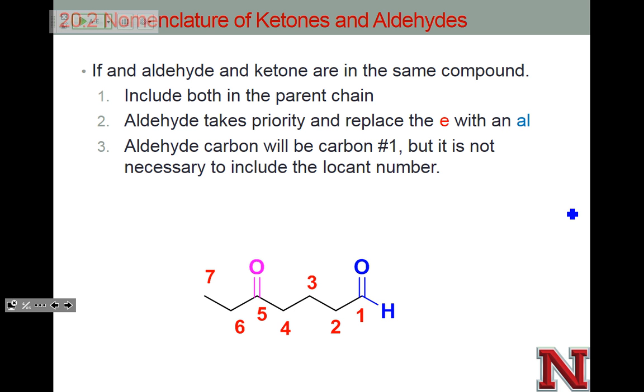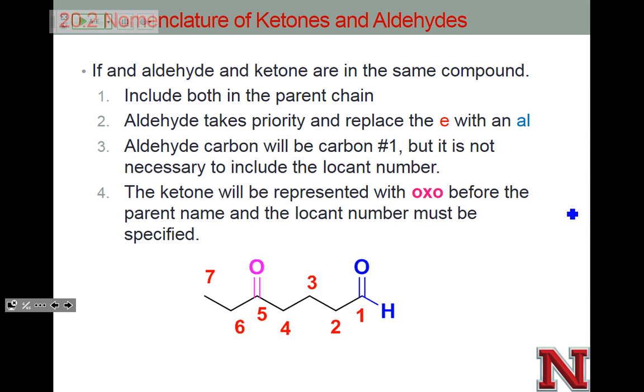That aldehyde carbon is going to be number 1, so it's not necessary to include the locate number because we know it's going to be at the end. And then the ketone is going to be represented with an oxo right before the parent name. That's not alphabetized, it's just right before the parent name. Representing the ketone is before the parent name, and representing the aldehyde is after the parent name.